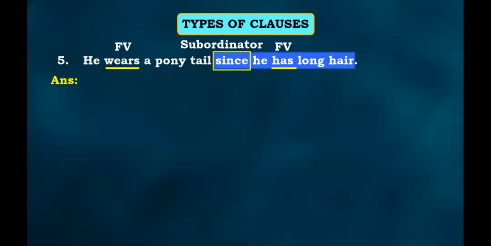Now who will tell me the type? What is the question that we ask? Can we ask the question what? What does he wear a ponytail? Where does he wear a ponytail? Which ponytail he wears? No, correct? Yes, the question is why does he wear a ponytail? The answer is because he has long hair. Since he has long hair. Very clear with this? So that is your subordinate adverb clause of.